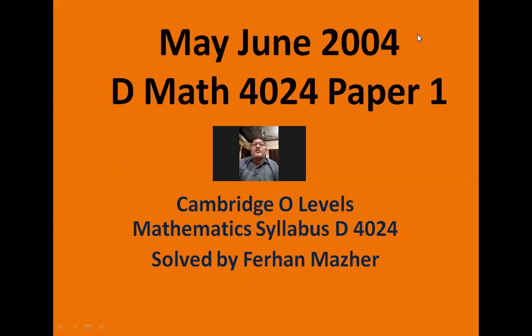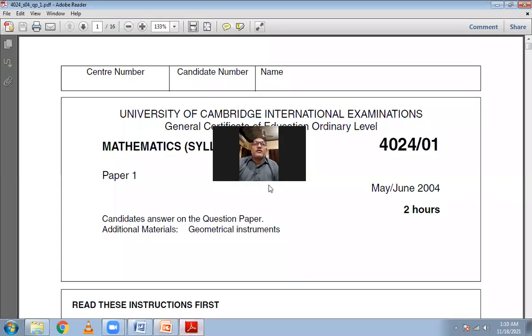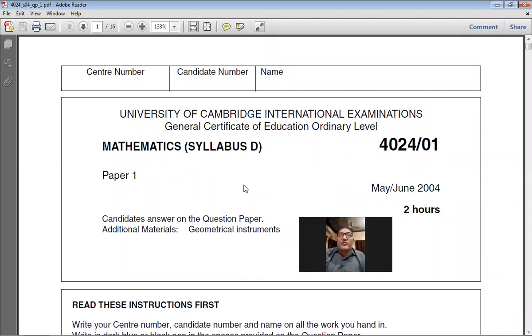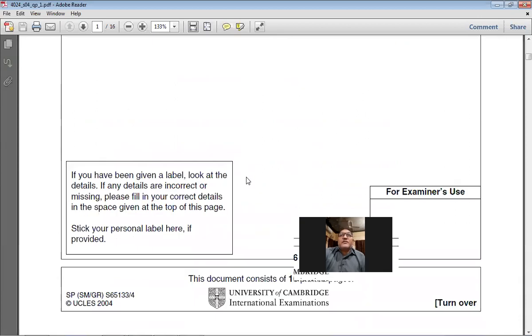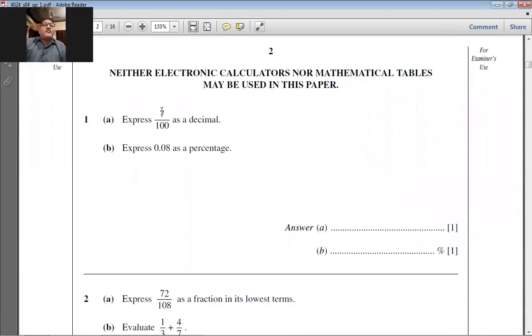The time allowed for this paper is 2 hours. During this paper, you are not allowed to use a calculator. So let's start this paper. Okay, so here we go. This is 2004, May, June, paper one, mathematics syllabus D. 2 hours is the time allowed. So the question number one is coming up on your screen.